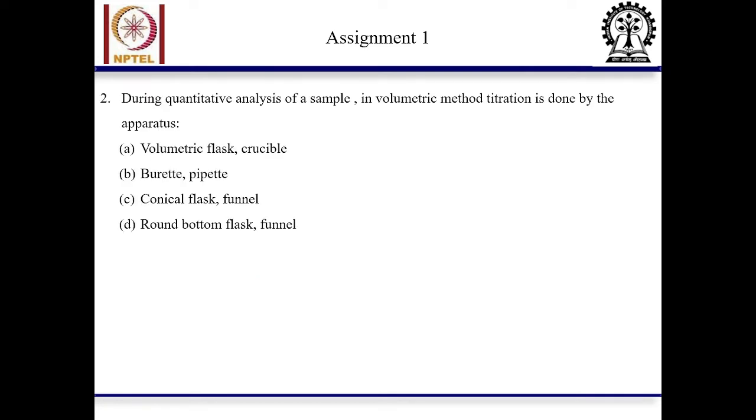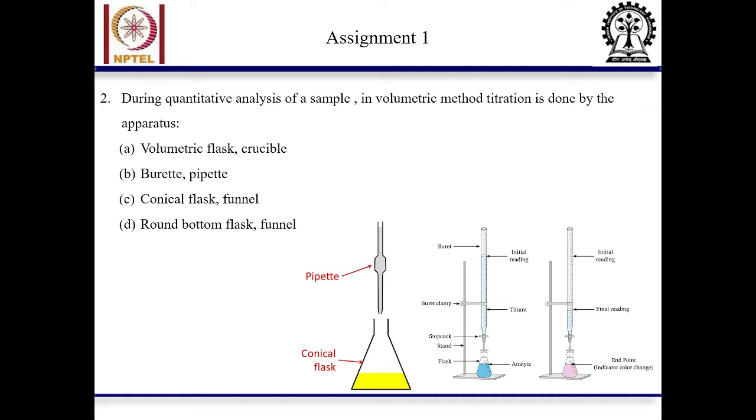So coming to question number 2. Here the question is, during qualitative quantitative analysis of a sample in volumetric method, titration is done by which apparatus. So first I will show you what titration is. Basically there are two things: one is the analyte and the other is the titrant, right?